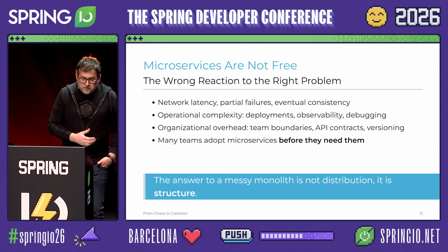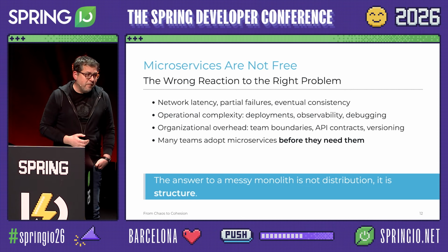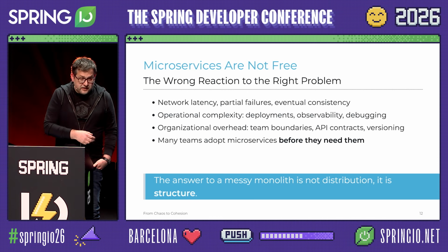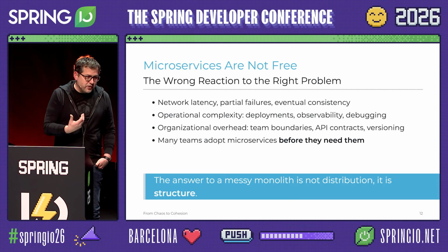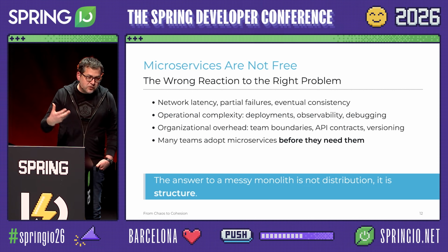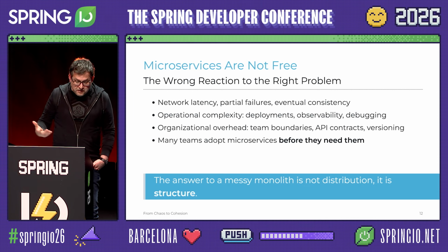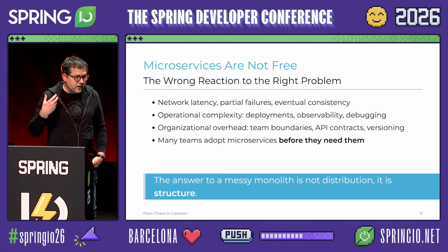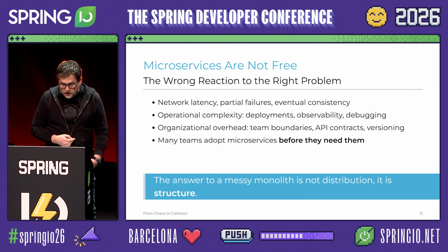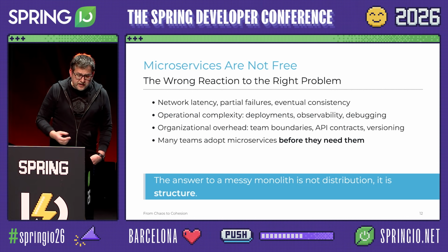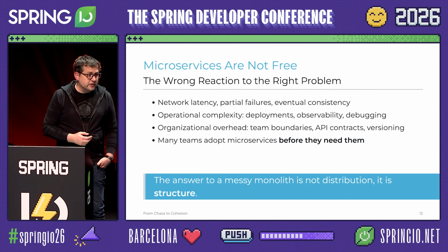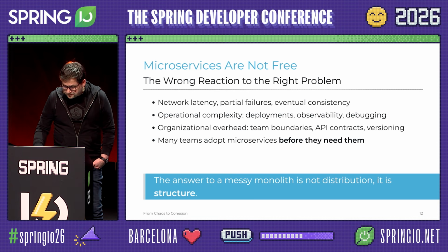So the problem is that many teams adopt microservices too early, before they need them. In my personal opinion, I would love to learn first how to do it right, with a plan to go there if I really need it, because microservices are really expensive and you need to put a lot of resources into it to do it right. So here again, the message is: the answer to a messy monolith is not distribution, it's structure.